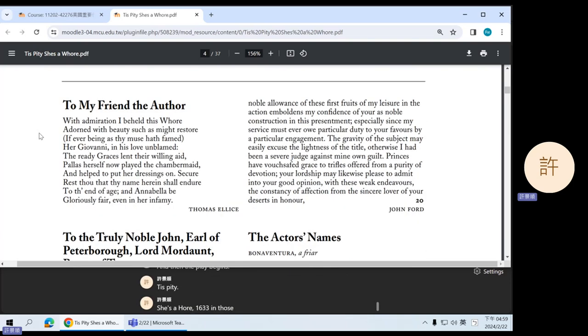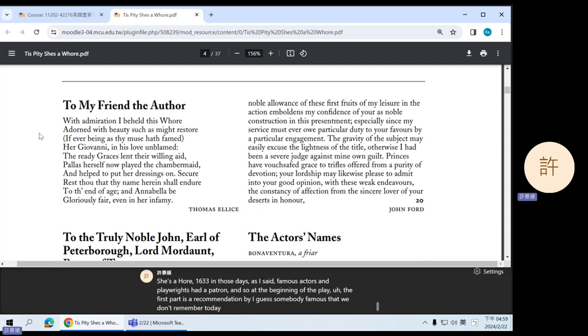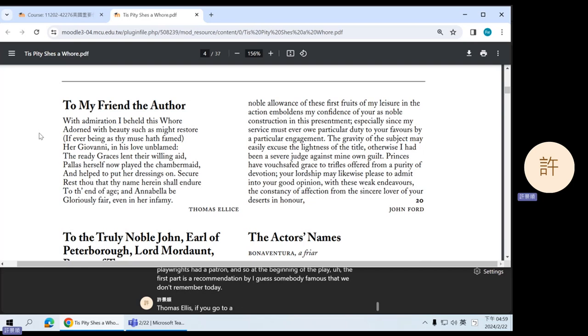In those days, as I said, famous actors and playwrights had a patron. And so at the beginning of the play, the first part is a recommendation by, I guess, somebody famous that we don't remember today, Thomas Ellis. If you go to a bookstore and you pick up a book, on the cover, it will say, "This is a great book. Everybody should read this," by somebody famous. Same thing. Except in those days, this took the form of a poem. We're going to skip the poem.